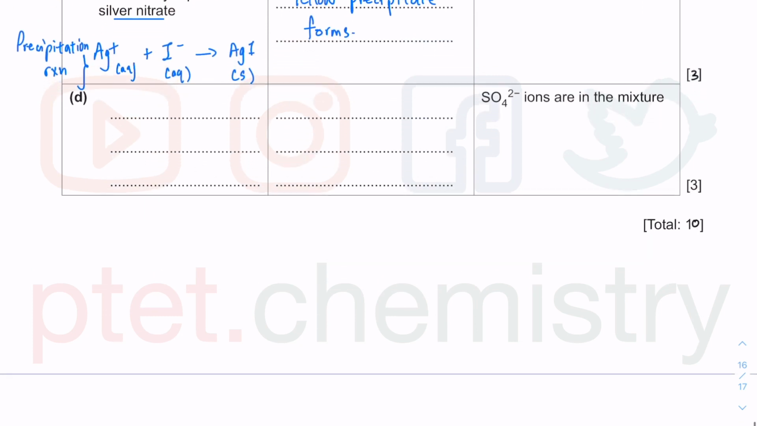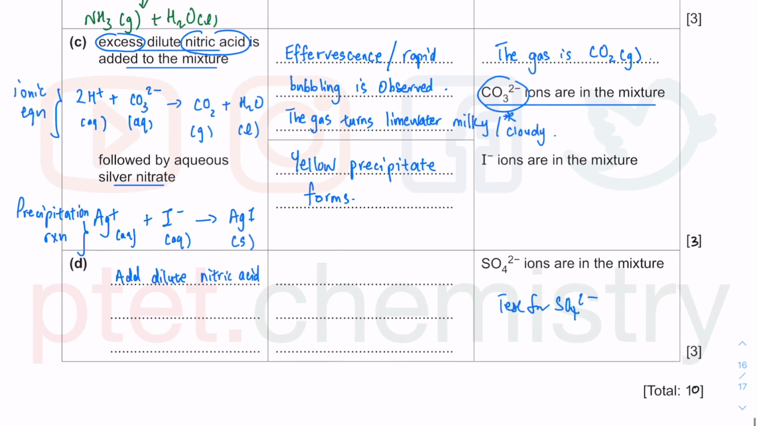Next up, final question of this paper. You want to test for sulfate. So you've got to think back on how you test for sulfate. We always have to add a little bit of nitric acid first. So add dilute nitric acid. In fact, we know that there was excess carbonate. We know that there was carbonate present. So I'm going to use the exact same condition. I will use excess dilute nitric acid. So add excess dilute nitric acid.